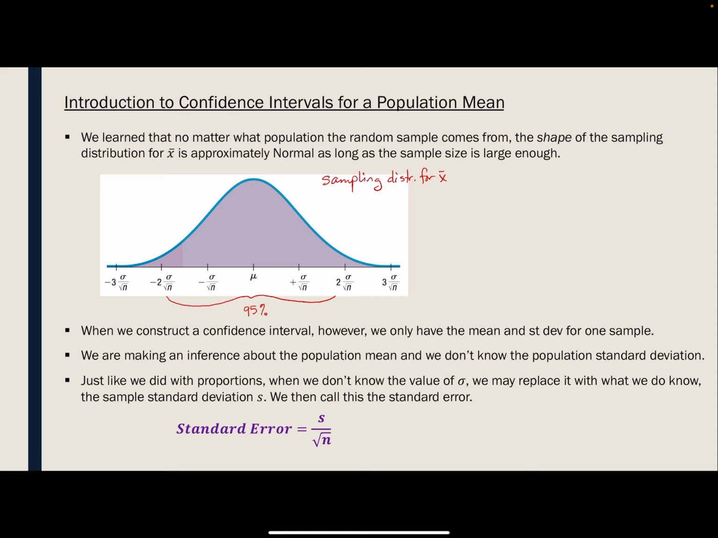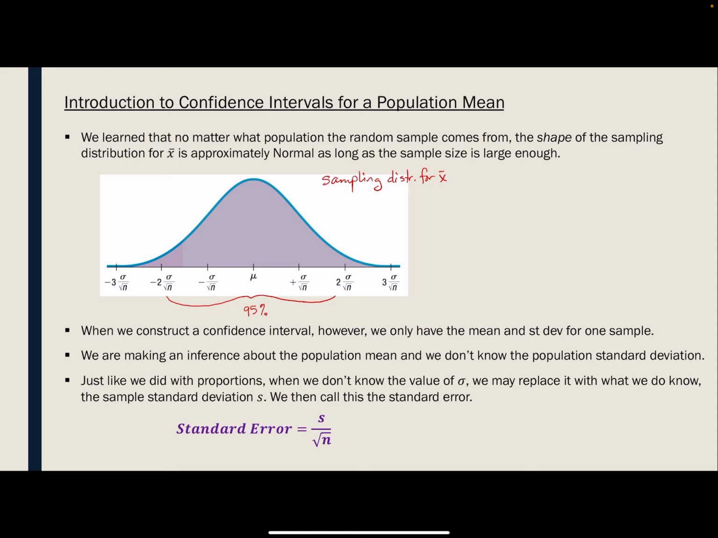But just like we learned in the videos with proportions, when talking about a distance, it doesn't really matter who's at the center, right? So if I say that 95% of the X bars are within 2 standard deviations of the population mean, then I can also say that if I have X bar at the center, there's a 95% chance that the population mean is within 2 standard deviations of X bar.